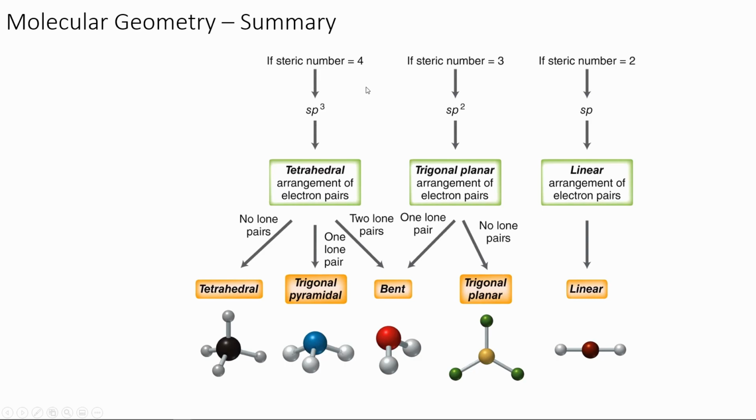So in summary, depending on the steric number, the number of sigma bonds plus the number of lone pairs attached to the atom, we can determine the hybridization of those atoms. And based on the hybridization, we can determine if we're going to have tetrahedral versus trigonal planar versus linear.